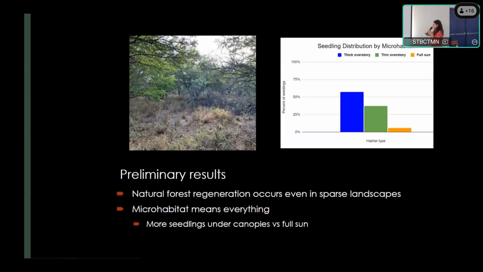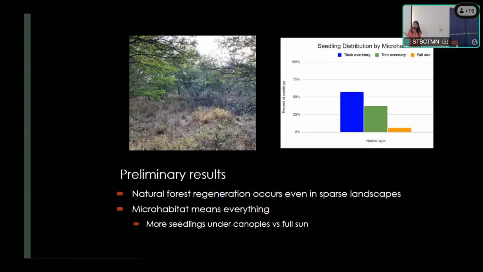The other thing is that microhabitat means everything. And by microhabitat, I mean like underneath the canopy versus not underneath the canopy, underneath an ebony tree versus underneath a mesquite tree. It really means everything. There are way more seedlings underneath the canopies versus underneath full sun. And in this little graph that I made, you could see the seedling distribution in these 3 different microhabitats. So seedlings underneath thick overstory, which is underneath our ebony trees, is the bar in blue. Underneath a thin overstory or the mesquite tree is the bar in green.